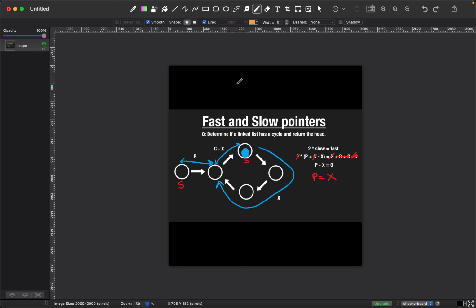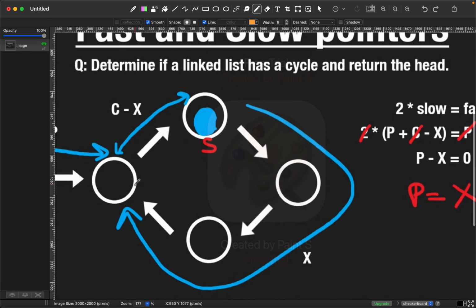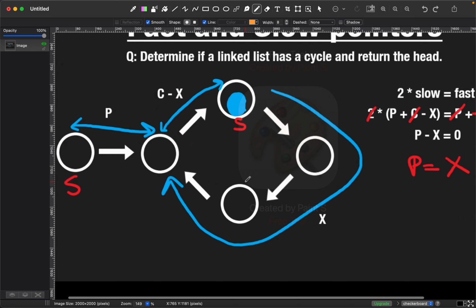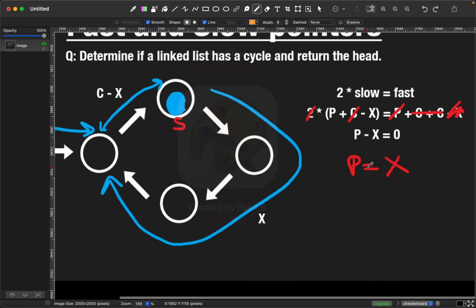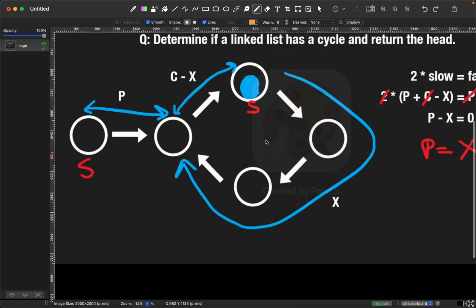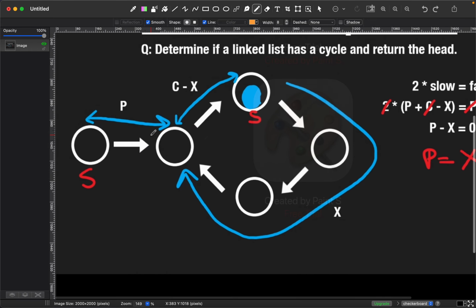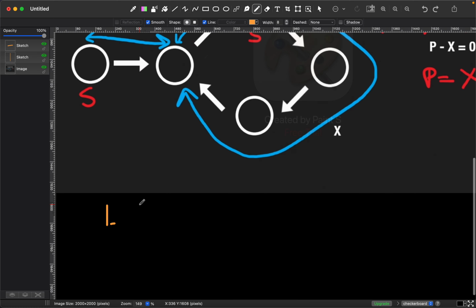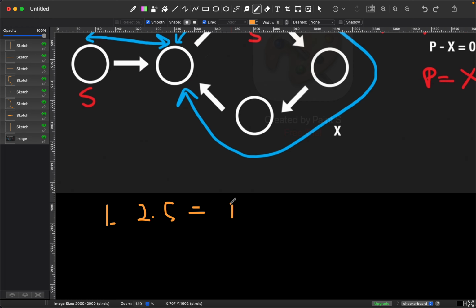So let's talk about the linked list per se. I'm going to state something that is really annoying, for the most part: p is equal to x, and I have an imaginative way to prove it. The first condition is saying that 2 multiplied by slow is equal to fast, right?